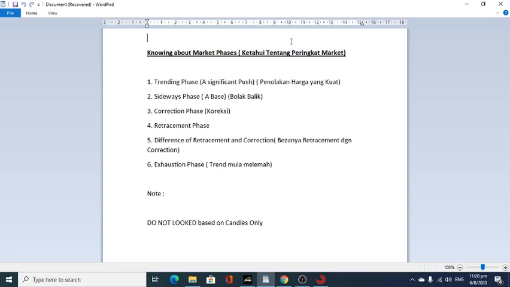We are going to identify each phase, and upon identification, you can find the clues into what you're going to do next. As you look at all these phases, do not make any entry just based on candles only, because the market moves in structures and phases, and not just on candles. All right, so let's begin with the trending phase.